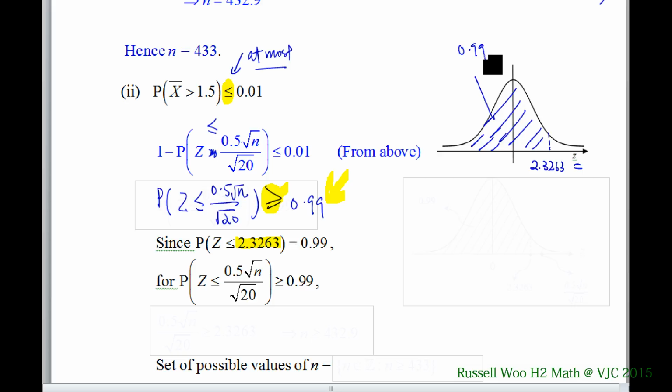But what do we want? We want the probability Z smaller than a particular value, whatever this is. I want the lower bound area to be greater than 0.99. So my critical value here must lie here. Not here. It cannot be here. Because I want my lower bound area to be larger than 0.99. Follow.